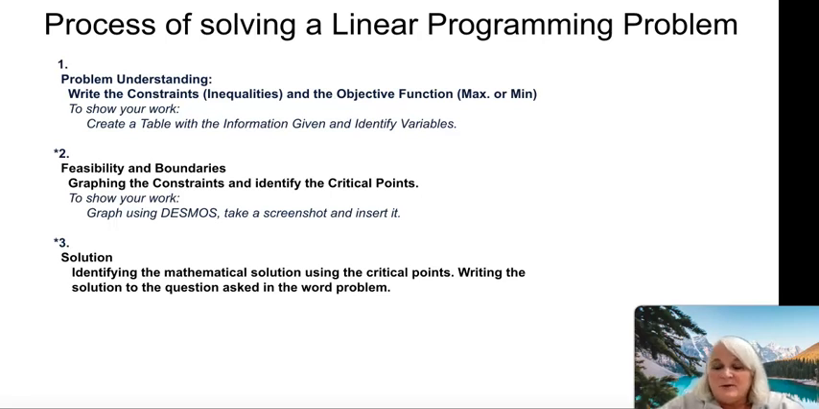And then number 3 is the solution. You have to identify the mathematical solution by using the critical points and writing the solution to the question asked in the word problem.